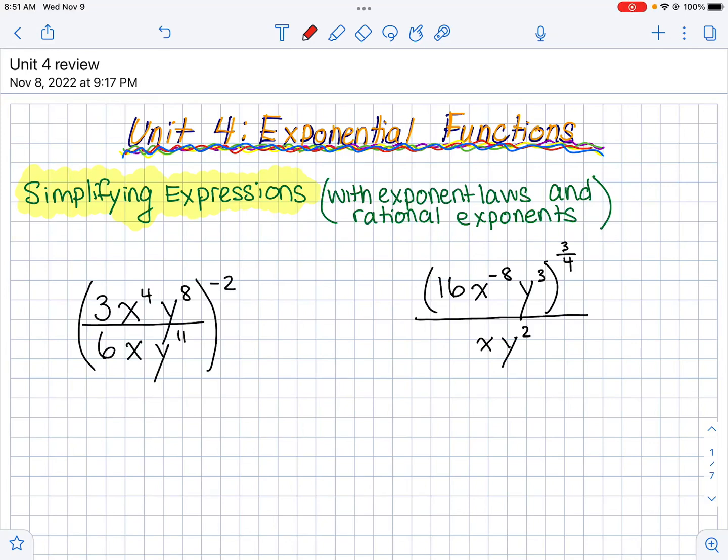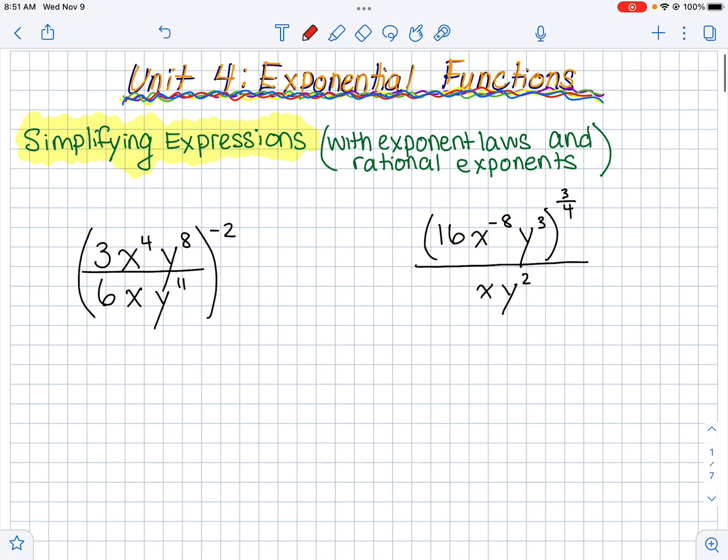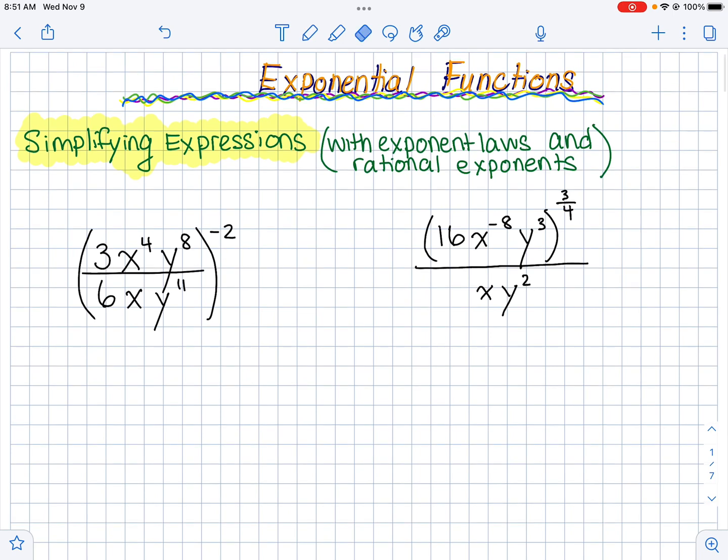Hello, this is just a summary on all of exponential functions. I'm gonna erase unit 4 just in case it's not always called that. So this is everything from the exponential functions unit. So we're starting with simplifying expressions, and we're gonna use some exponent laws that we learned, and there might be some rational exponents in there, so we'll deal with those.